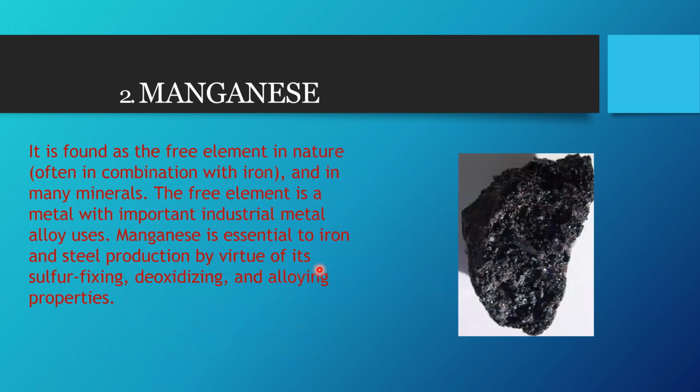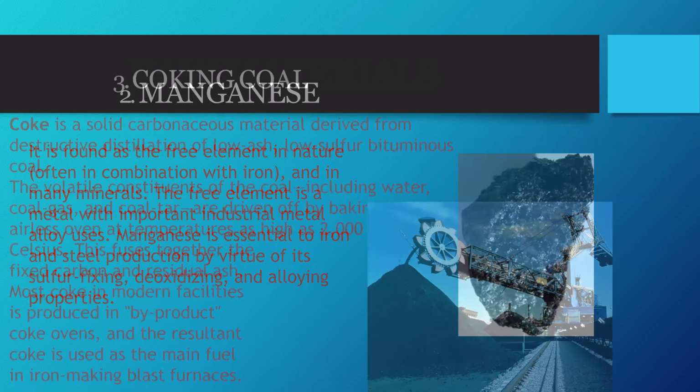The next thing that is required is manganese, which is again an element which is often found along with iron and is found separately as well. This is an important industrial metal and it is used in the iron and steel production. There is a process called deoxidizing, that is removing the oxygen. So you don't need to remember these properties and other stuff. Just you need to remember the name of this raw material.